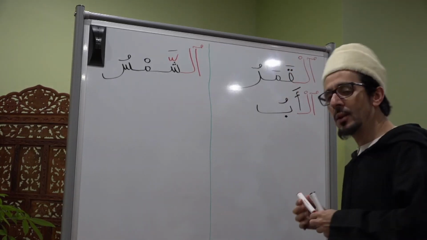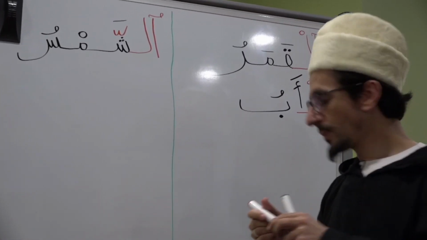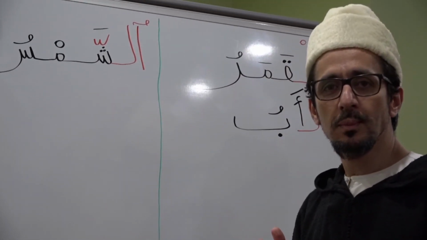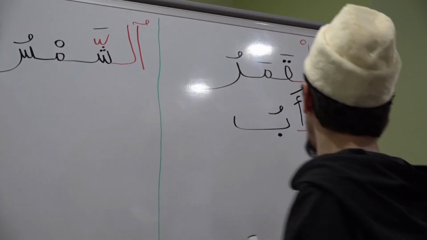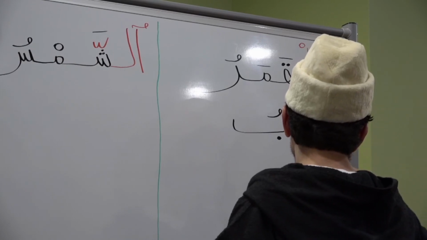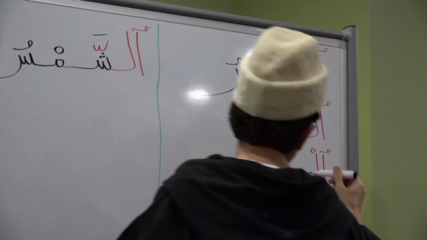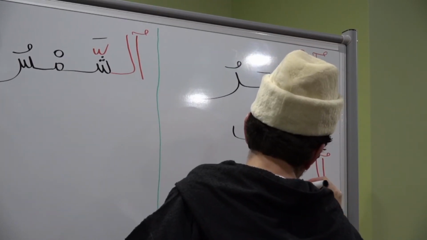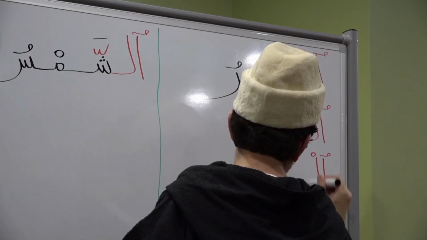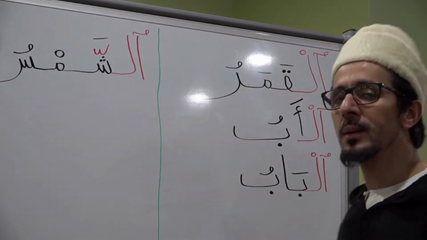Okay, next letter in the alphabet. Bismillah. Ba. Give me a noun with ba. Babun. Babun means door. Great. So al-babu again. It is here. Al-babu. Beautiful.